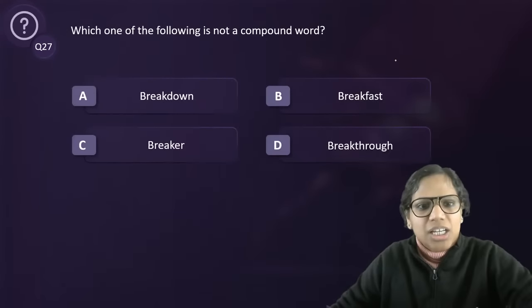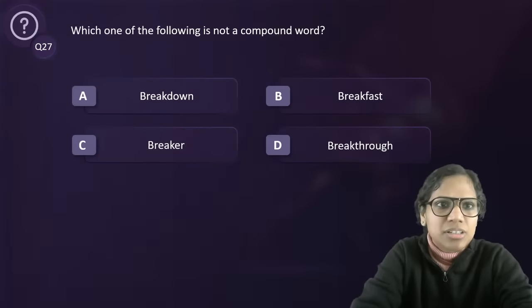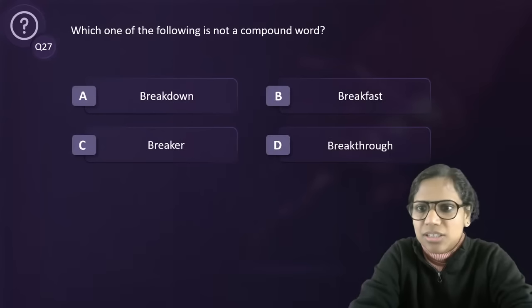All right. Easy again. 27. So compound word questions are sitters.